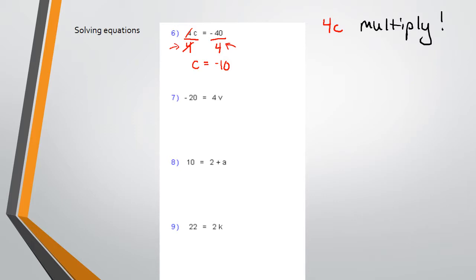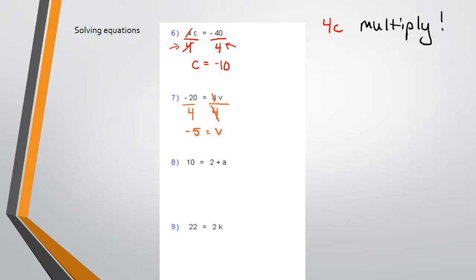Okay, let's try this next one. Negative 20 equals 4v. Okay, very similar to the last one. I wish I had a 4 on the bottom so I could go ba-boom, gone, see you later. Well, what you do to one side, you must do to the other. So I'm going to divide by 4 on both sides. Negative 20 divided by 4 is negative 5, and that's equal to v.